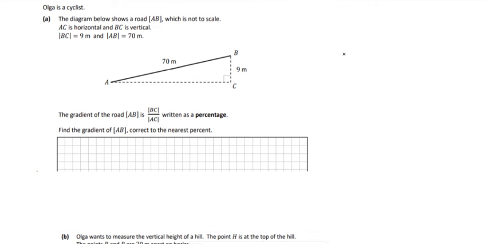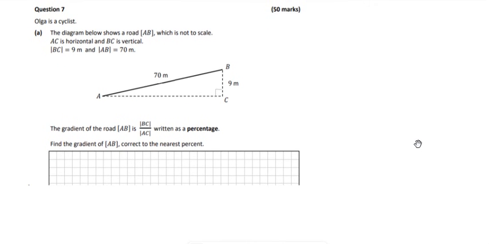Hi folks, so this is question 7. It just gives a triangle here. There's a cyclist cycling on a road. The gradient of the road is given by BC over AC.